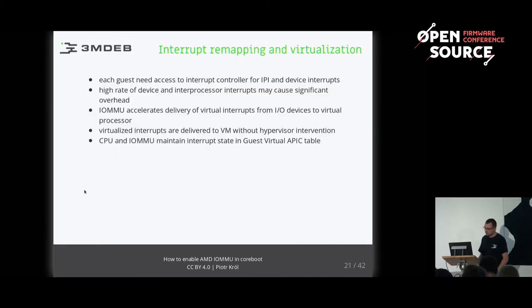There are other features of IOMMU which can be helpful, for example, interrupt remapping and interrupt virtualization. Let's say we have a guest running on core zero, and of course, the guest can transition between many cores, like in a multi-core system, it happens a lot. Then if the device issues an interrupt, it goes through the hypervisor, and then there is a need to figure out on which core the guest is to deliver the interrupt.